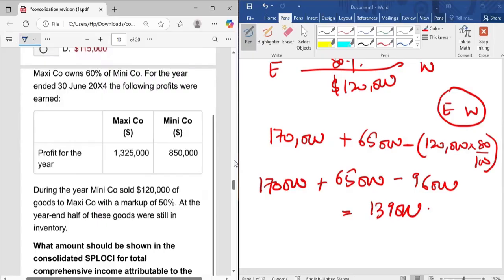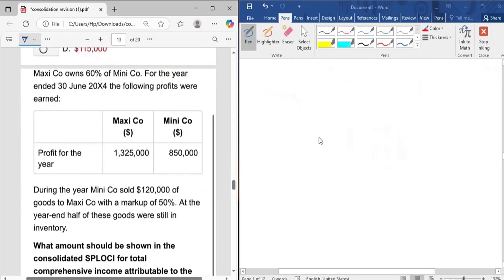Now next question. Maxi company owns 60% of Mini company. For the year ended 30 June 20x4, the following profits were earned: 1,13,25,000 and 8,50,000. During the year, Mini sold $1,20,000 of goods to Maxi company with a markup of 50%. Okay, so the markup is on the cost.